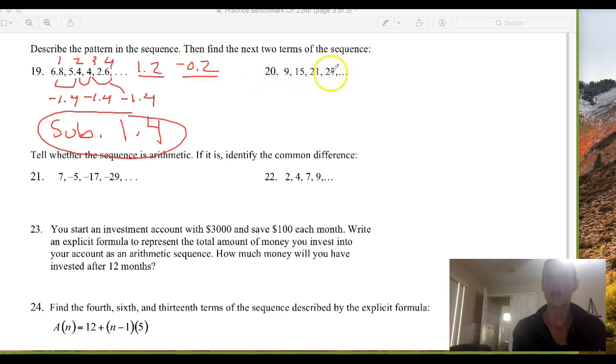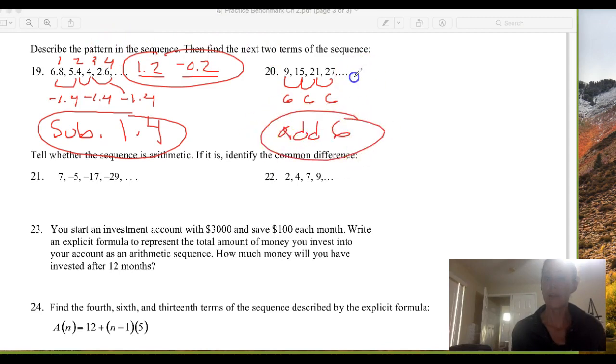Okay. Let's do the same thing here. And that's my second part of my answer. Let's see if there's a common difference or a common ratio here. From 9 to 15, I'm going to add 6. From 15 to 21, I add 6. From 21 to 27, I add 6. So it looks like my pattern is add 6. Okay. Find the next two terms. Well, 27 plus 6 is 33. 33 plus 6 is 39. So there's my next two terms.